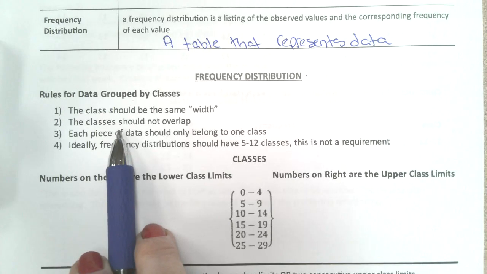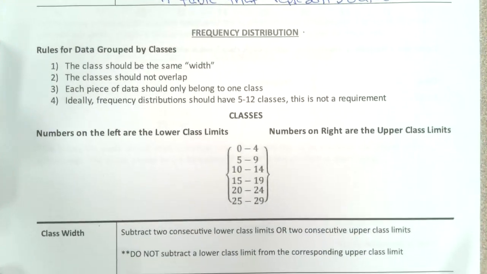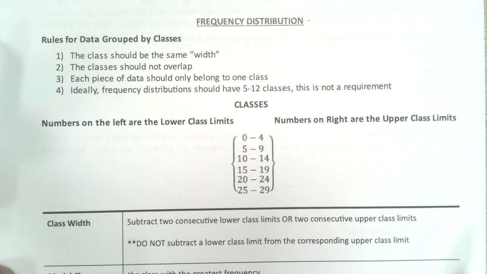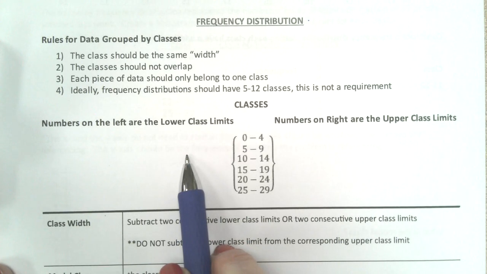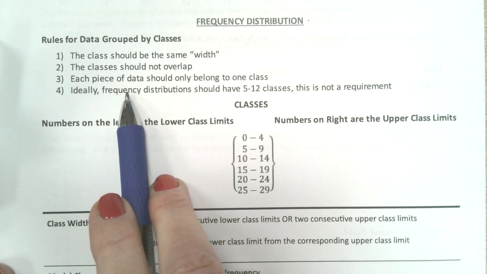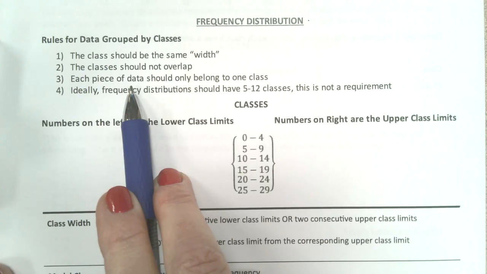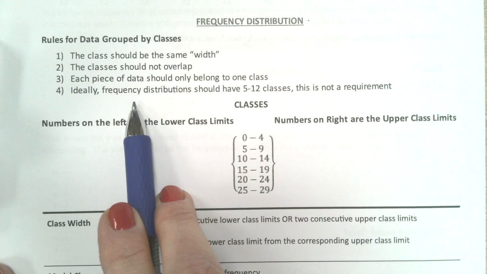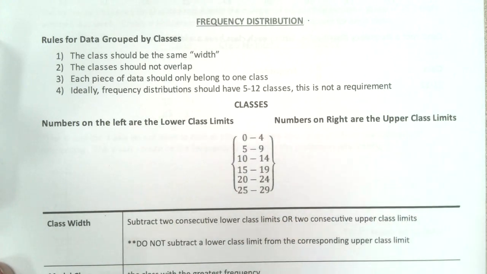So for the frequency distribution, we have several rules. The first rule is that we are going to group data by classes, and every class is going to have the same width. The classes will not overlap so that each data can only be assigned to one single group. Ideally, the frequency distributions have 5 to 12 classes.